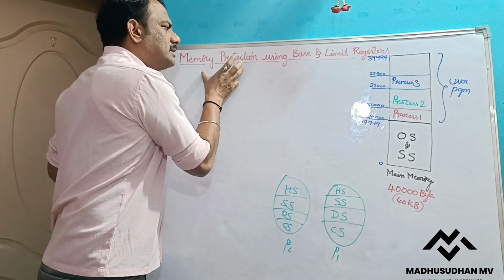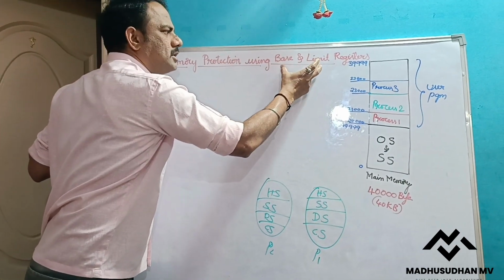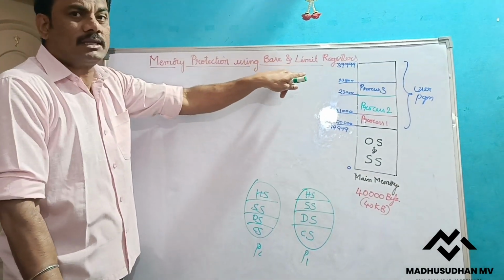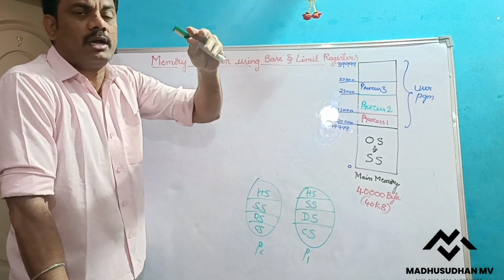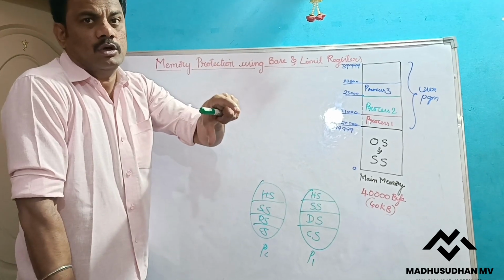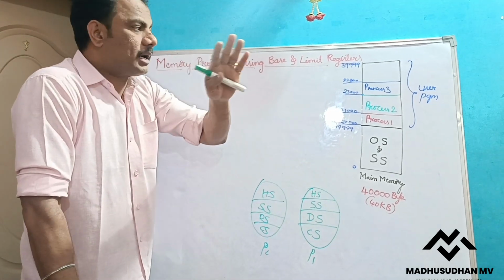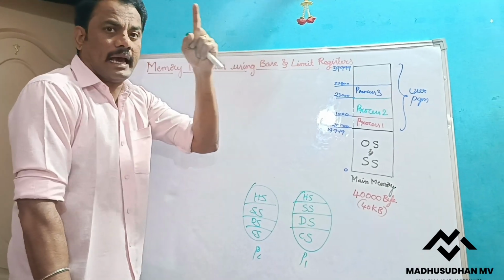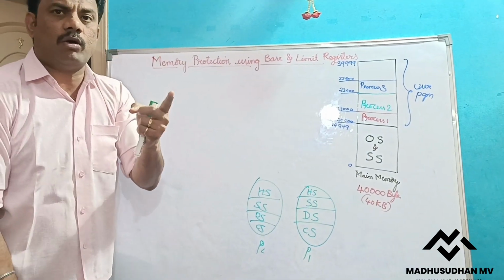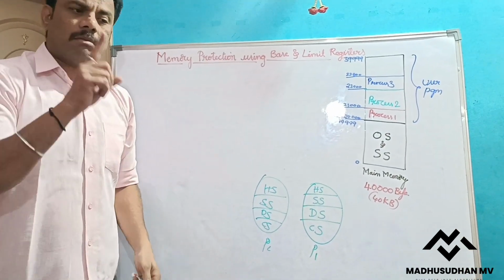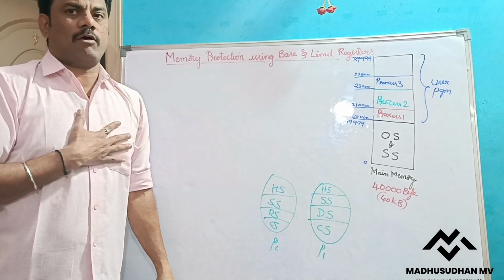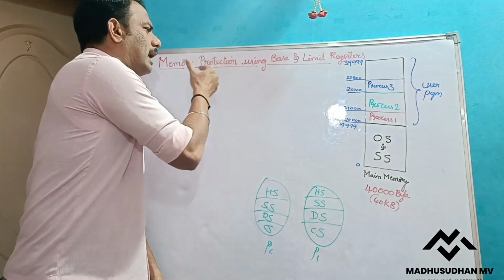That protection is given by using two registers called base register and limit register, and these registers are stored inside the CPU. So nobody can edit them. These registers can be edited, loaded, or used only by the processor, not by anything else. So we can have protection and safety. That we will see.